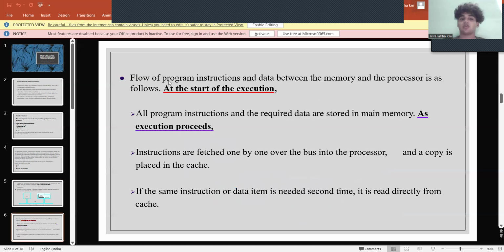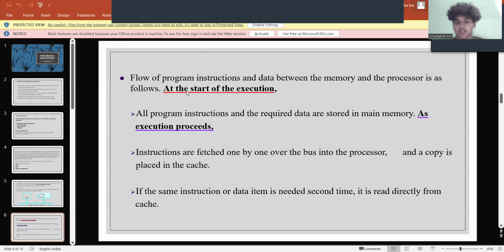Next, the flow of program instructions and data between the memory and the processor is as follows. At the start of the execution, all program instructions and the required data are stored in the main memory. As execution proceeds, instructions are fetched one by one over the bus into the processor, and a copy is placed in the cache. If the same instruction or data item is needed a second time, it is read directly from the cache.